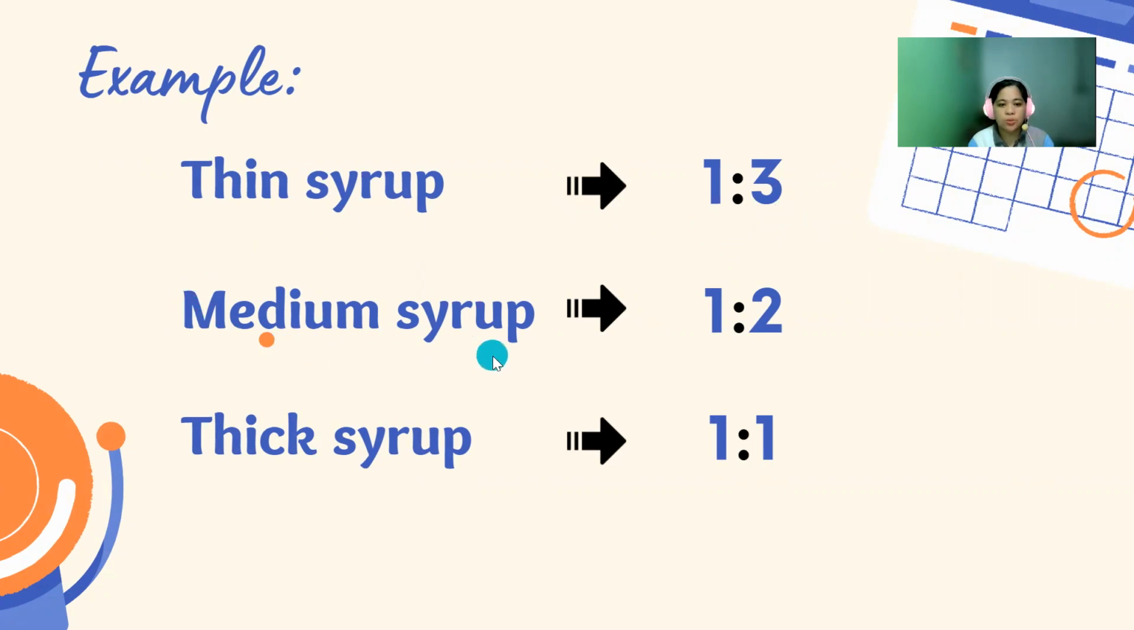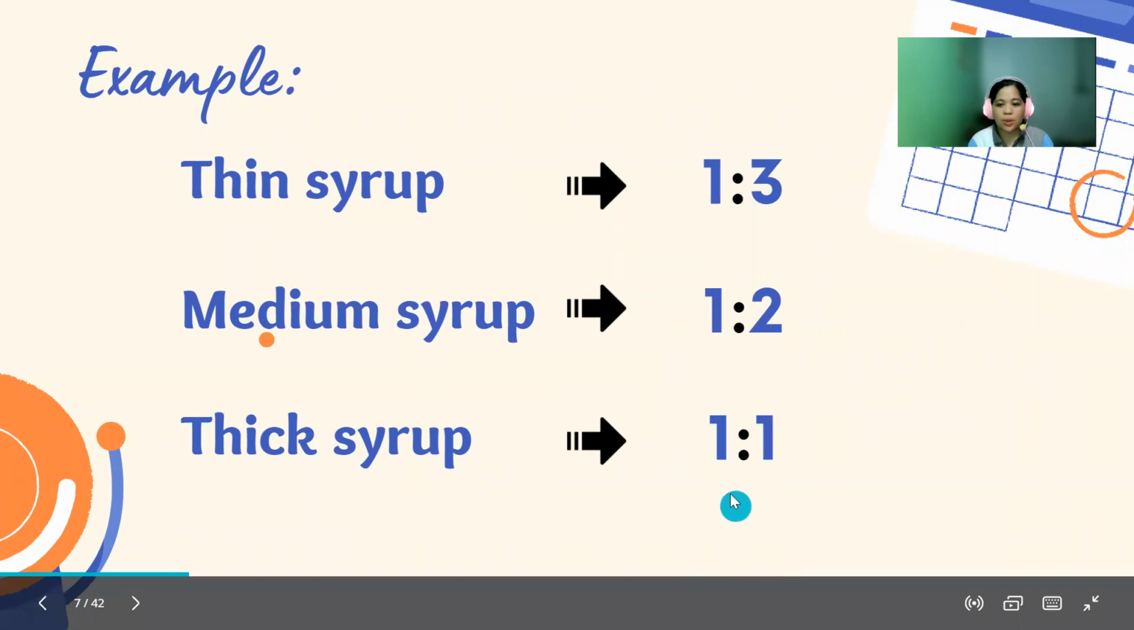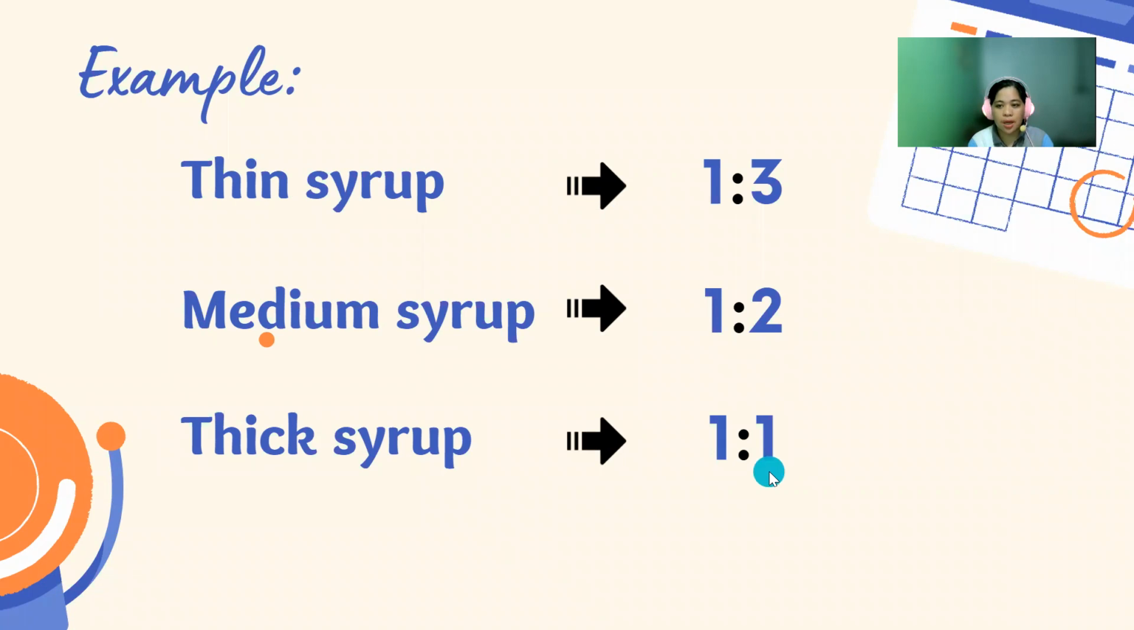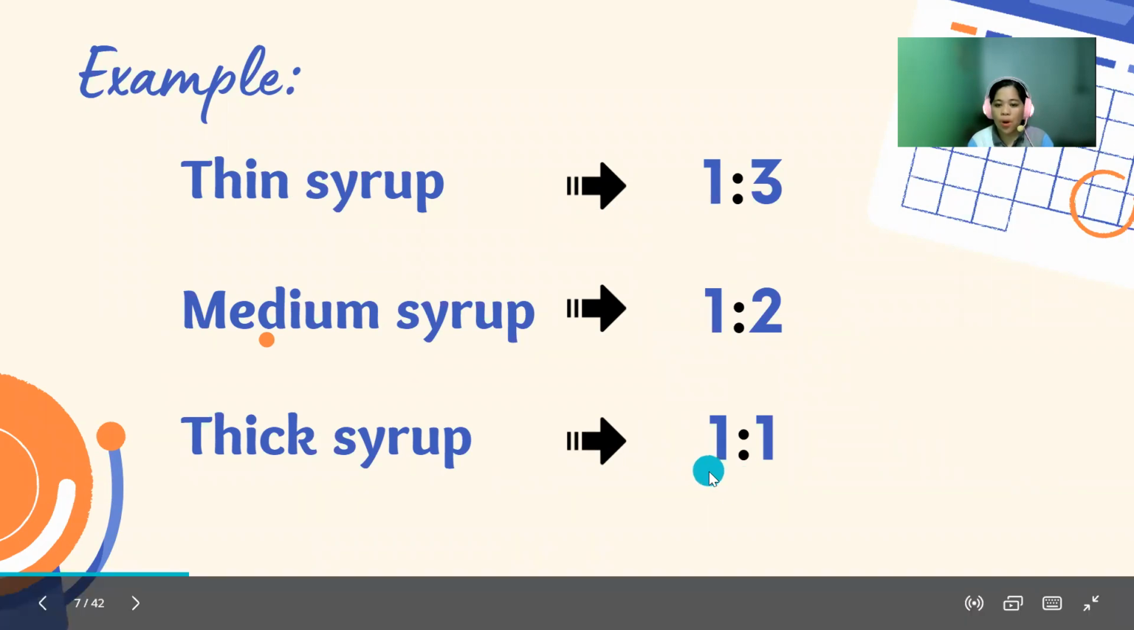Second is medium syrup. It has 1 cup of sugar dissolved in 2 cups of water. And then third is a thick syrup. It has 1 cup of sugar dissolved in 1 cup of water, or 1 to 1. Okay?